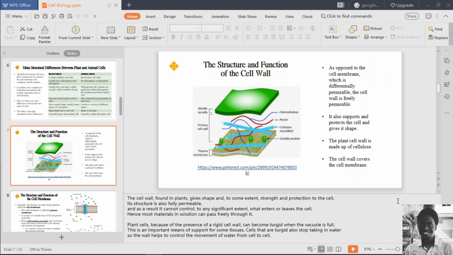Now plant cells, because of the presence of a rigid cell wall, can become turgid when the vacuole is full and when the cytoplasm is full. This is an important means of support for some tissues. Cells that are turgid also stop taking in water, so the wall helps control the movement of water from cell to cell. In animal cells, as water continues to enter the cell, eventually the cell would burst. But in plant cells, because you have the cell wall, it will not burst because of that rigidity.